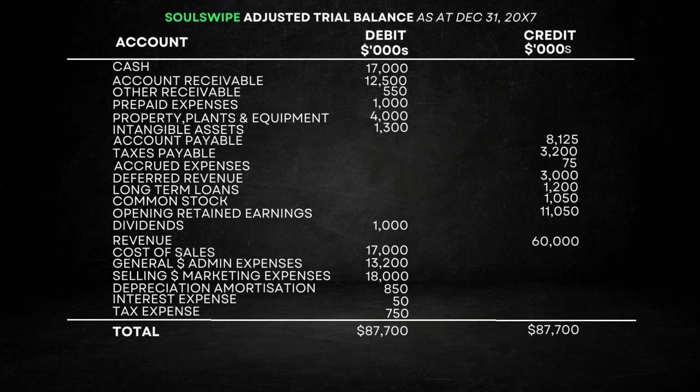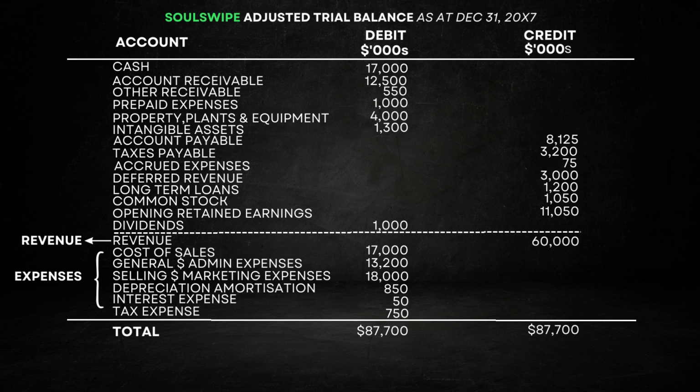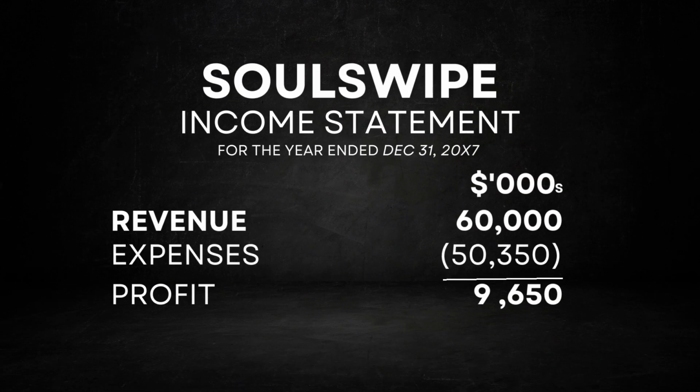This trial balance includes a complete list of SoulSwipe's accounts and their closing balances. Debit balances are listed on the left column, while credit balances are on the right. To make an income statement, we draw a line above the balance sheet accounts in the trial balance. We're primarily interested in what's below the line, SoulSwipe's revenue and expenses, which are income statement accounts. The basic income statement for SoulSwipe is the revenue minus the expenses.